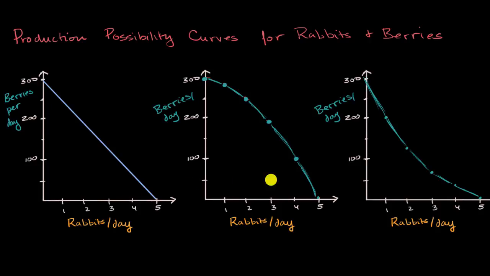So we have three different possible production possibilities curves for rabbits and berries here, which we've already talked about in other videos. But the reason why I'm showing you three different curves is because these three different curves clearly have different shapes. And we want to think about why you would have, and under what scenarios would you have these different shapes. Here, our production possibilities curve, or our PPC, looks like a straight line.